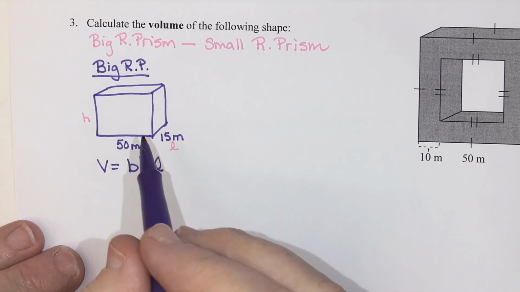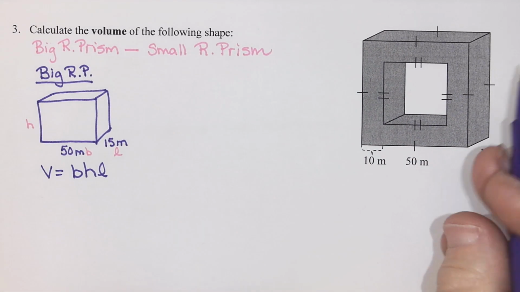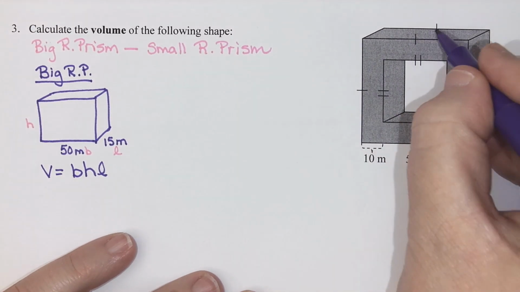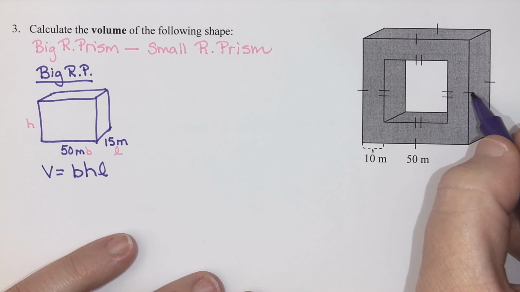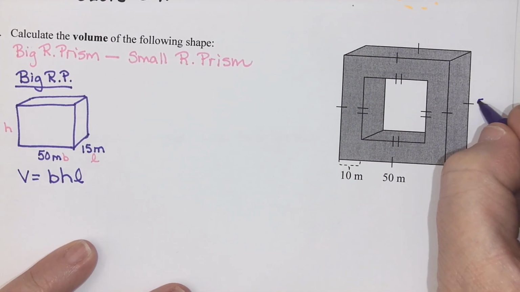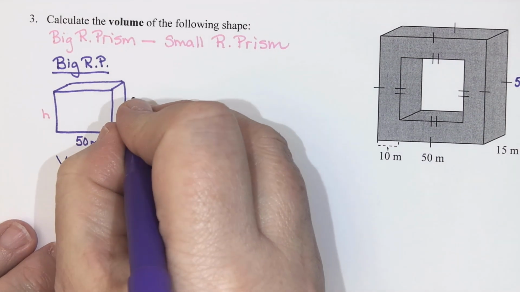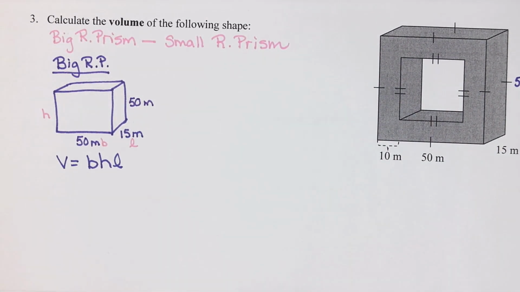Now, I've got the base, we've got the length. There has to be a way for us to tell the height. I see the tick marks. Anything that has a single tick mark on it is going to be the same length. So if this side is 50, this side over here is also going to be 50 because of that tick mark, meaning this part here is 50.